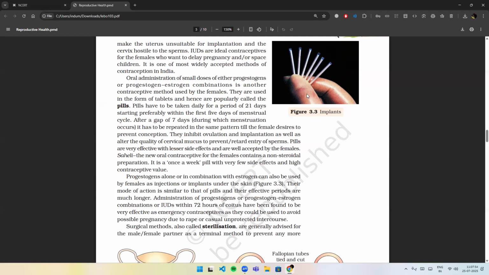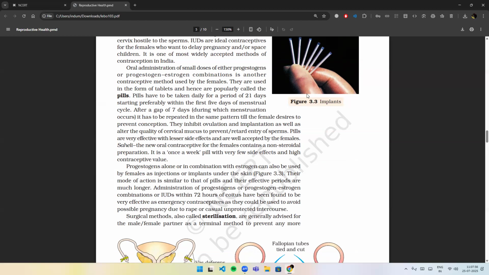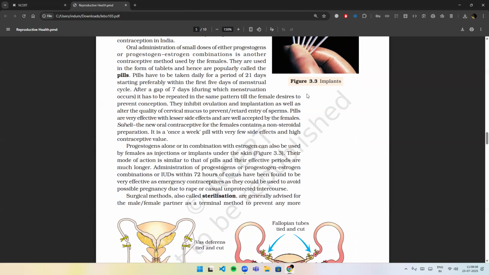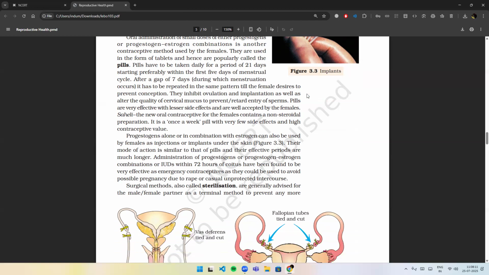till the female desires to prevent conception. They inhibit ovulation and implantation as well as alter the quality of cervical mucus to prevent or retard entry of sperms. Pills are very effective with lesser side effects and are well accepted by the females. Saheli, the new oral contraceptive for females, contains a non-steroidal preparation. It is a once-a-week pill with very few side effects and high contraceptive value.